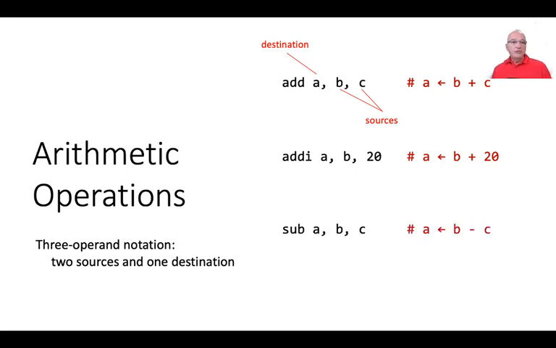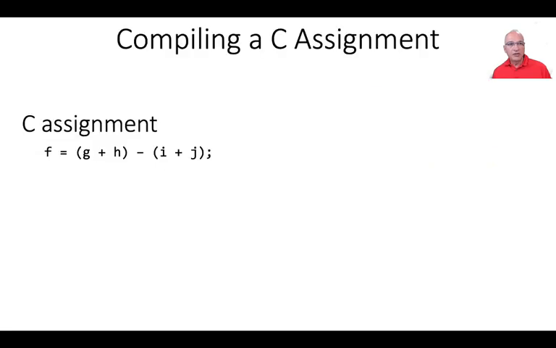We can also have a subtraction operation. For example, we can subtract the value of C from B and put the result into A. We can add a negative constant to B and put the result into A. So these are some examples of 3 operand instructions that we have in RISC-V.